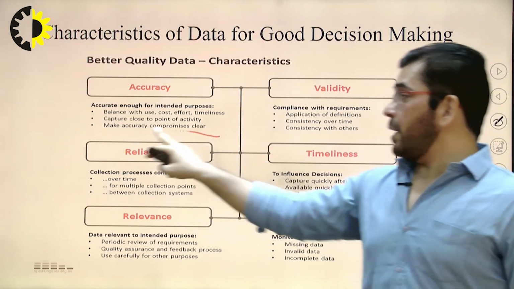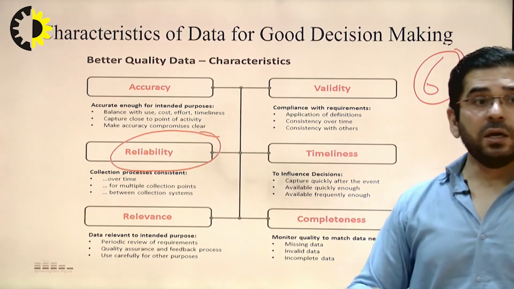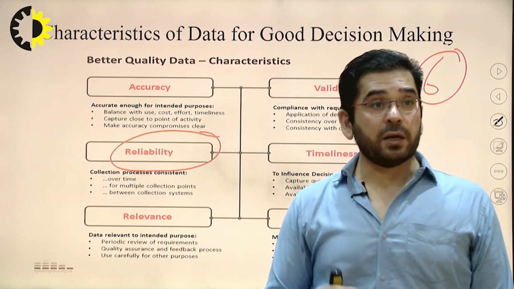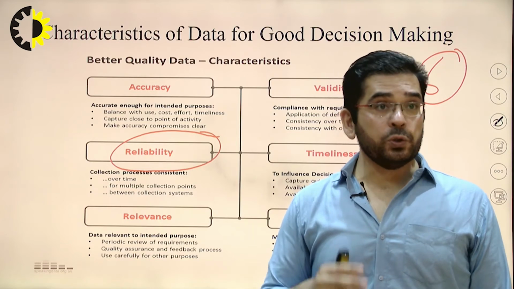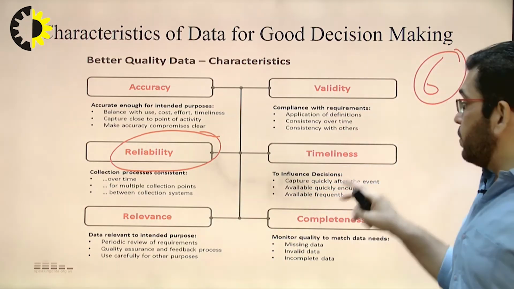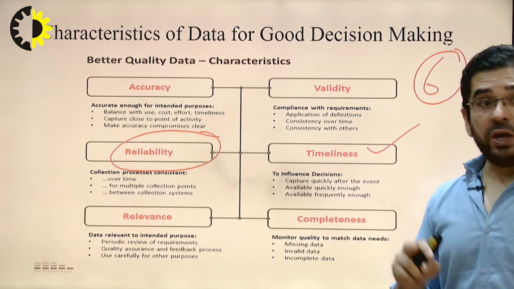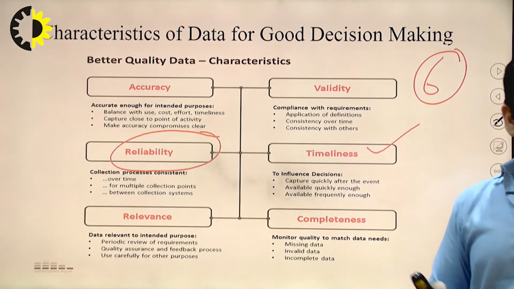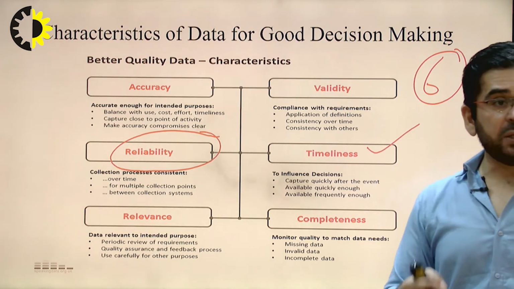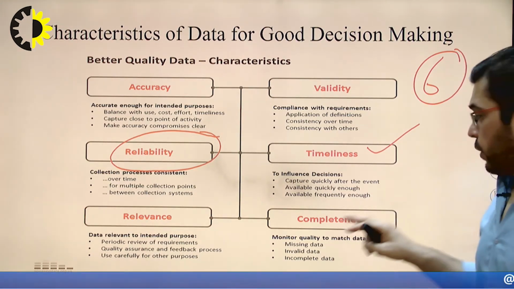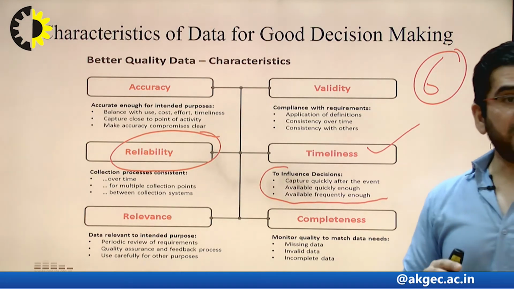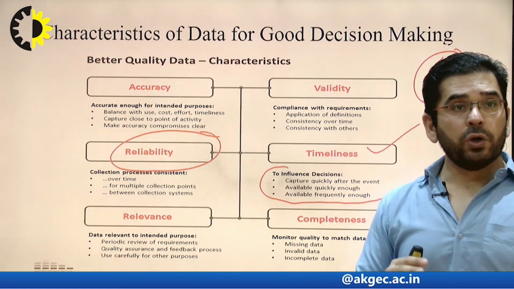Reliability. This is very important. Reliability means data should come from a reliable source. No fake data or wrong data should be used for decision making. Timeliness. It is mainly used to influence the decisions. We capture quickly after the event, and it is available quickly and available frequently enough. So you need to take care about these 3 points. Timeliness is very important for good decision making.